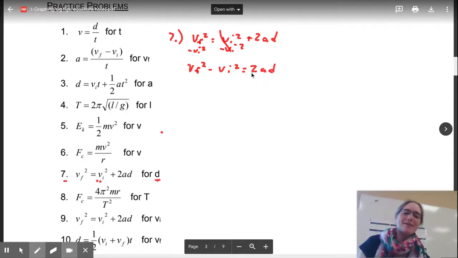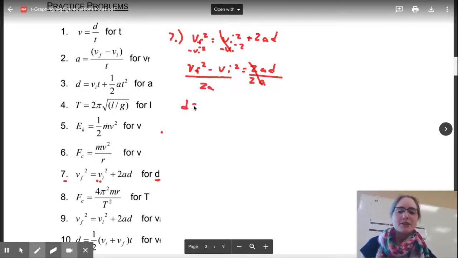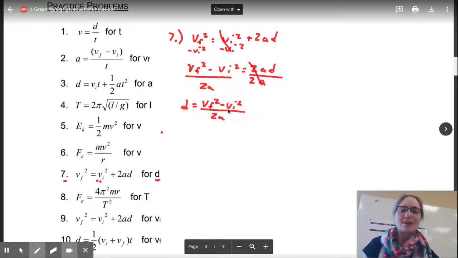Because when they don't social distance, it means we're multiplying. So we now need to divide out the 2 and the a, as we're solving for d. Beg pardon. So, divide out 2a from both sides. So d is going to equal Vf squared minus Vi squared over 2a. Cool beans.